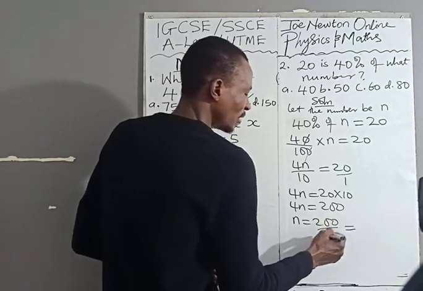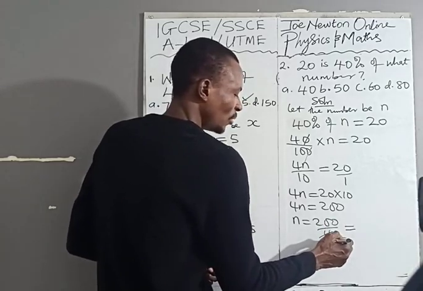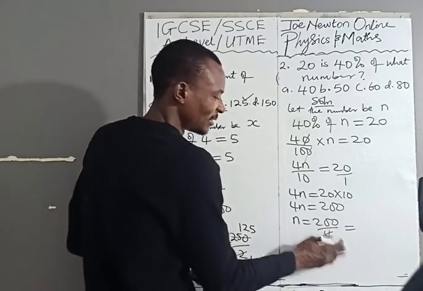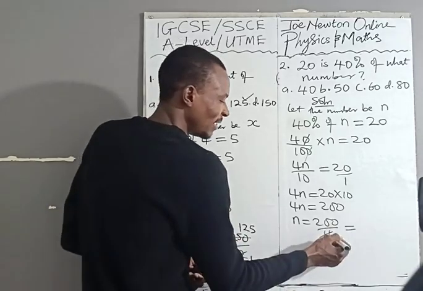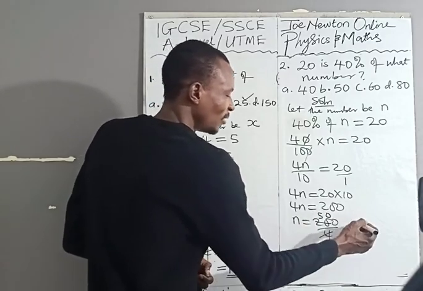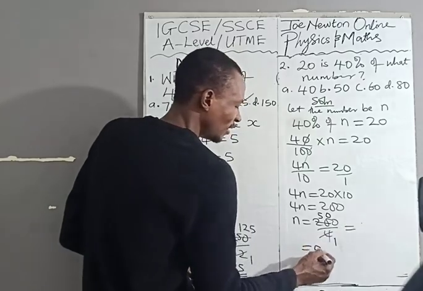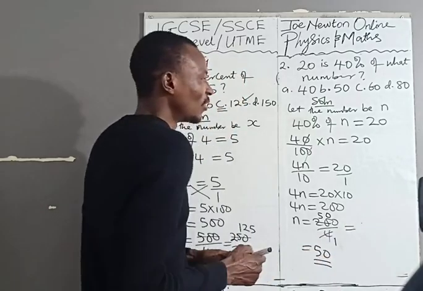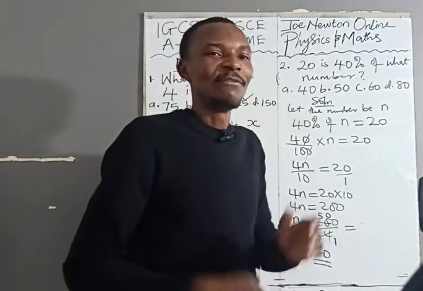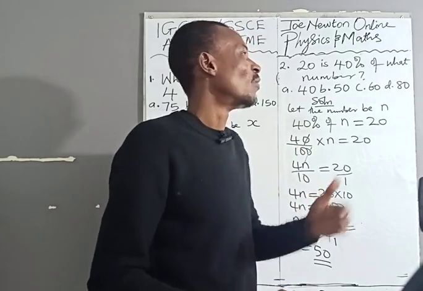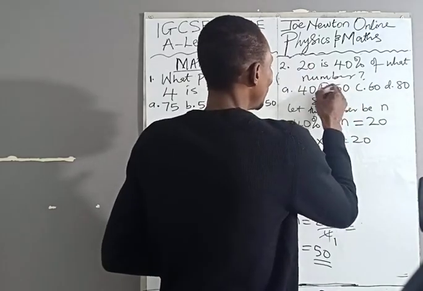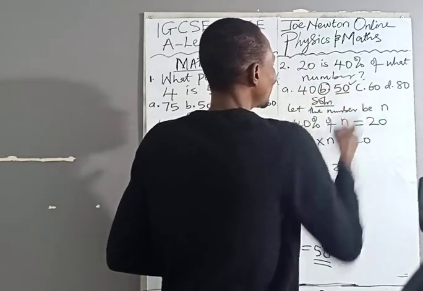Of course, we know that 2 divided here is what? We get 2, in a simpler way, or we can go direct. Very simple. 4 divided itself is 1. 4 divided 20 gives you 5. Put the 0 here. So the answer is what? 50. So the number is 50. So 20 is 40% of 50. 40% of 50 will give you what? 20. So our answer here is option B.